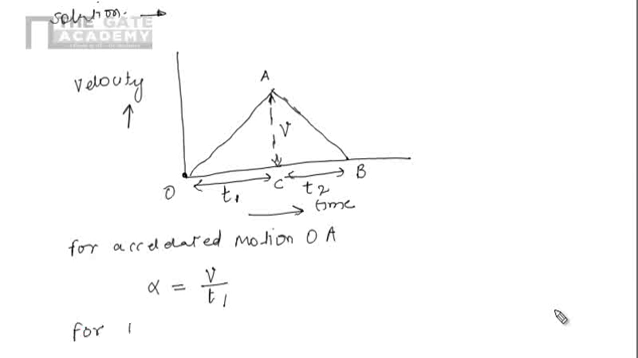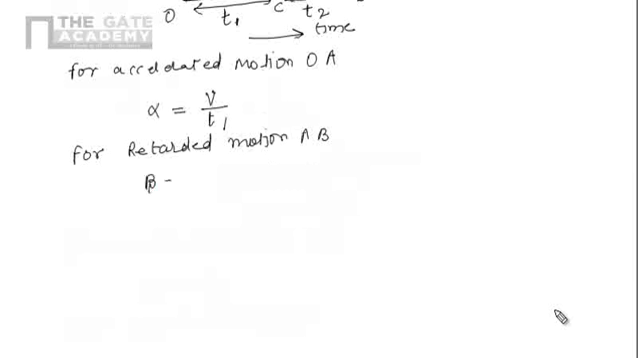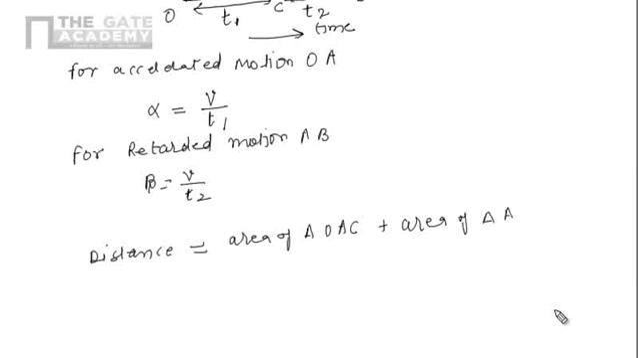Similarly, for retarded motion AB, I can write beta is equal to v by t2 because the corresponding time is t2. Now we have already discussed that the area under the velocity-time graph represents the distance. So the total distance, suppose S, I can write as the area of triangle OAC plus the area of triangle ACB.